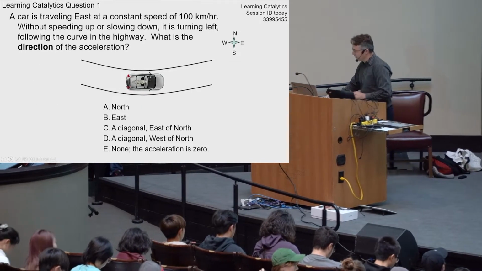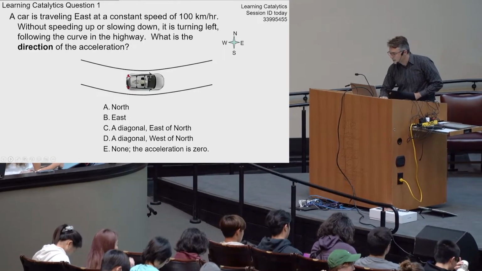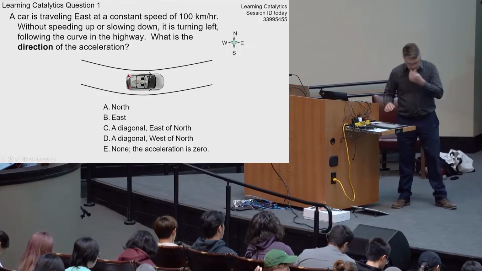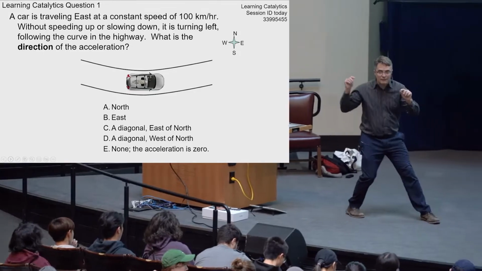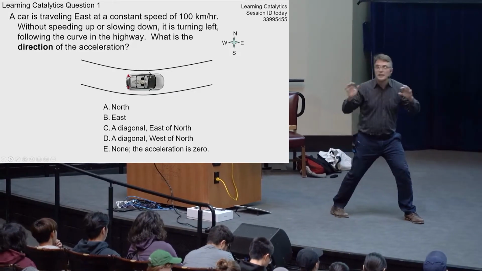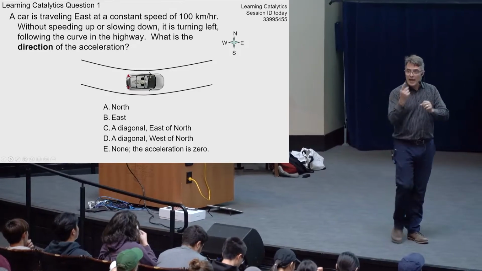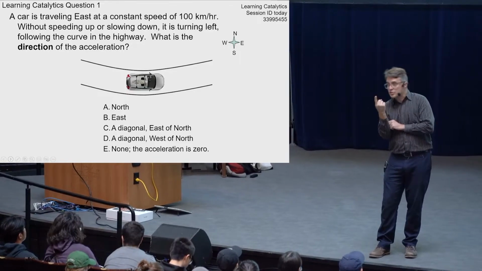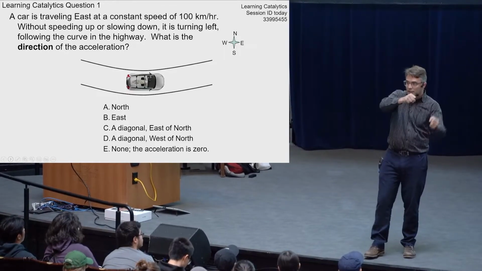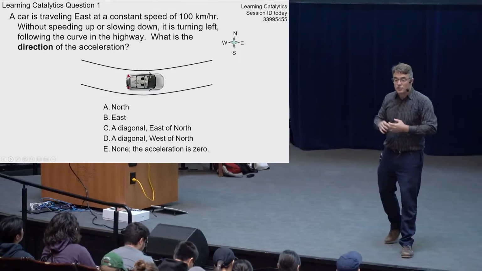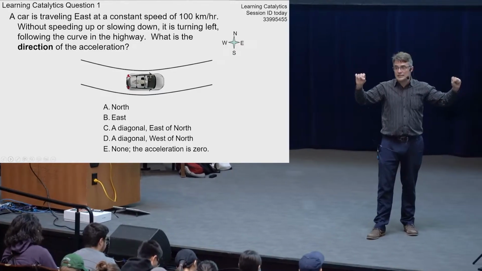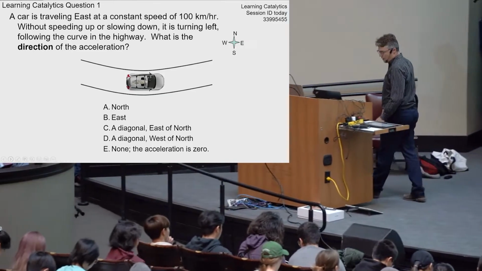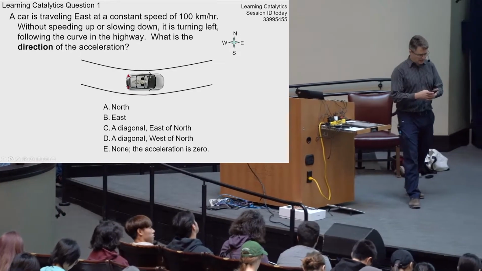Okay, and we're ready for Learning Catalytics. Let's think about this radial acceleration. You've got a car that at this instant is traveling with a velocity to the east, but it's turning. And the speedometer is at a steady 100 kilometers per hour. So the driver is neither speeding up nor slowing down, but they're sort of steadily turning. So the question is, what direction is the acceleration of the car? I'll give you 1 minute to think about that. Think, pair, share, and then we'll discuss.